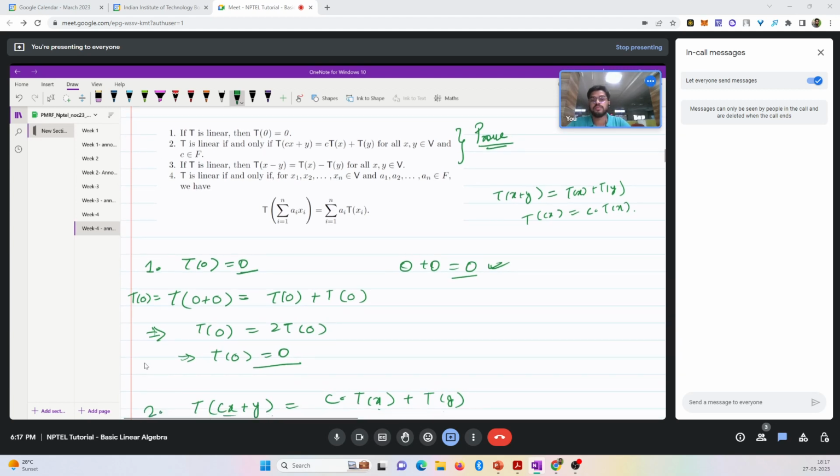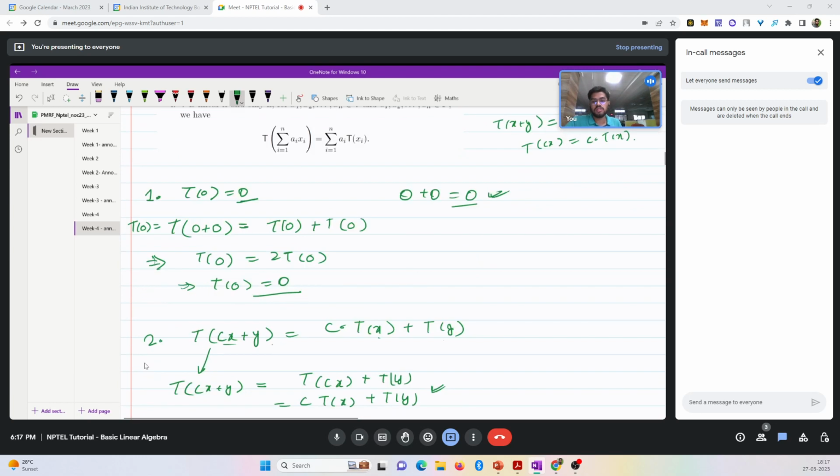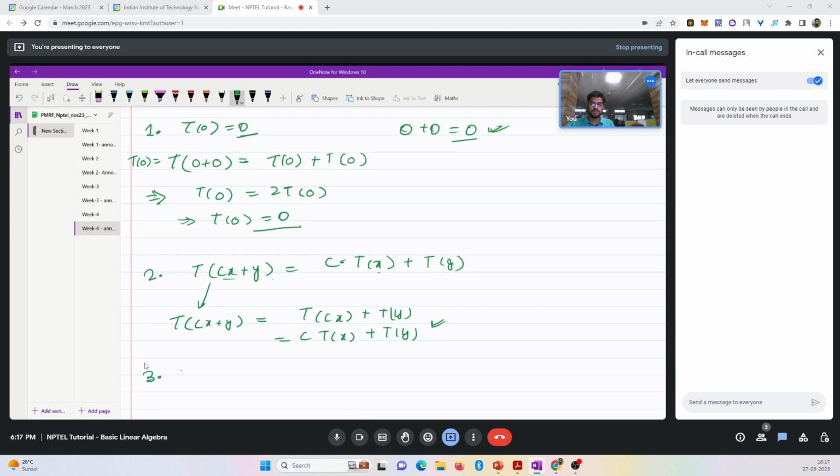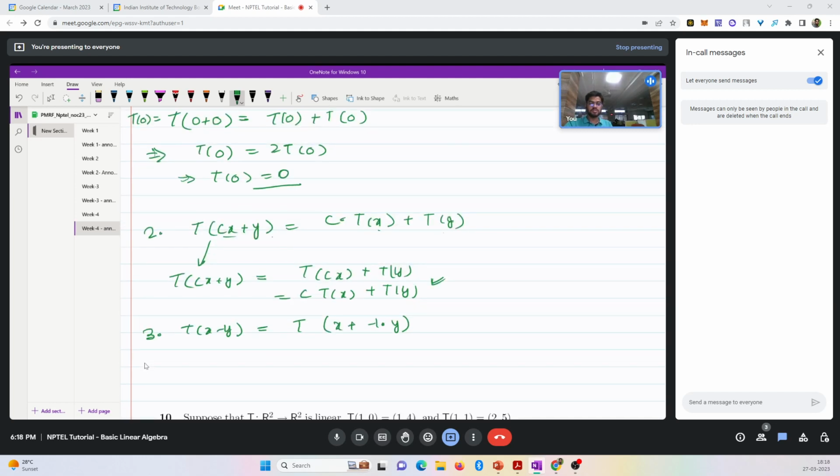Now again, if you look at this third property, I'll just go through it briefly. T of x minus y, you can see it as T of x plus minus 1 into y. Now using the previous property, what you would get is T of x plus minus 1 into T of y, which is nothing but T of x minus T of y.